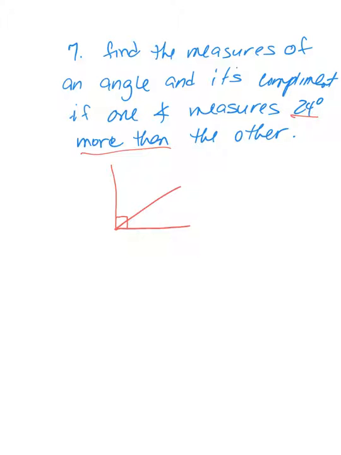The little angle. 24. Or x. Because we don't know either one of them. We just know that this guy is x, and the other guy is x plus 24. Look at that for a second and ask a question if you have. What do we know about x and x plus 24? They add up to what? 90. So we just write it down. x plus x plus 24 equals 90.